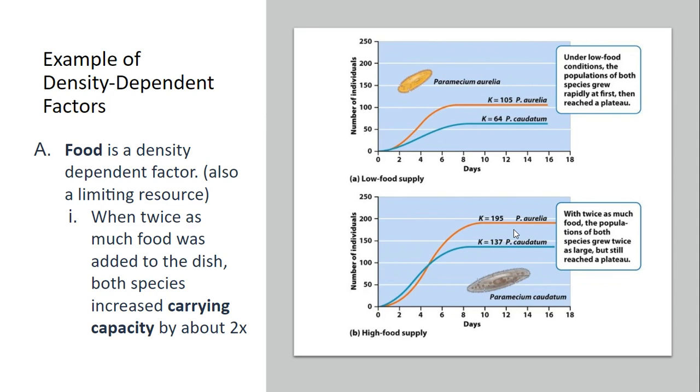But with twice as much food available, we saw that the populations actually then grew twice as large, but then still reached that plateau. So it's important to note that when we talk about food as a density dependent factor, when food availability becomes even more plentiful, that population has the ability to increase its carrying capacity.